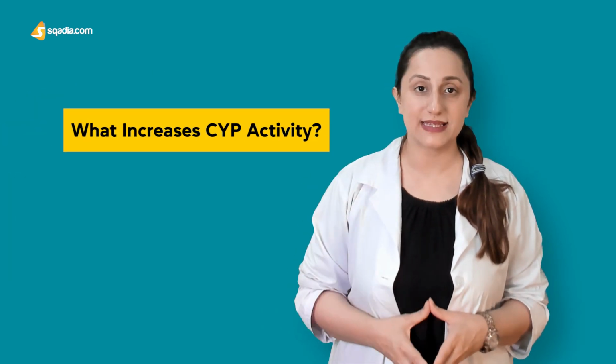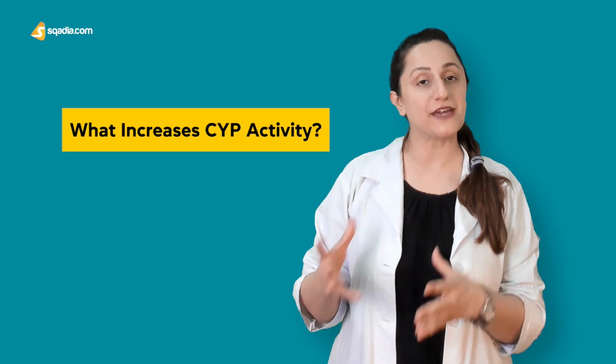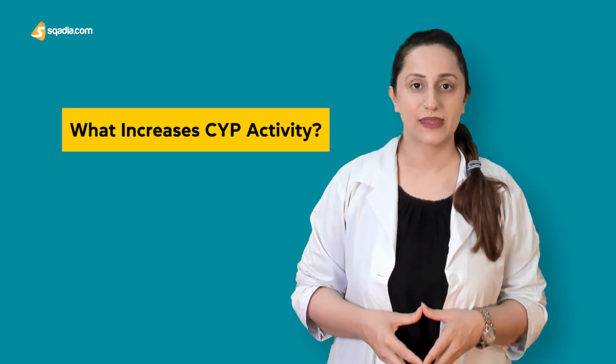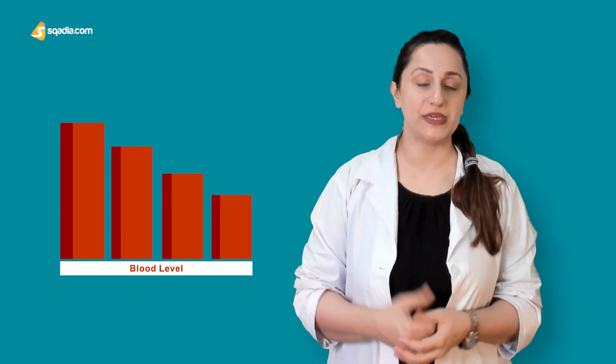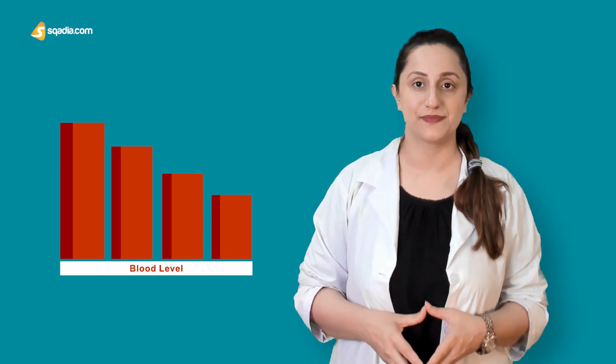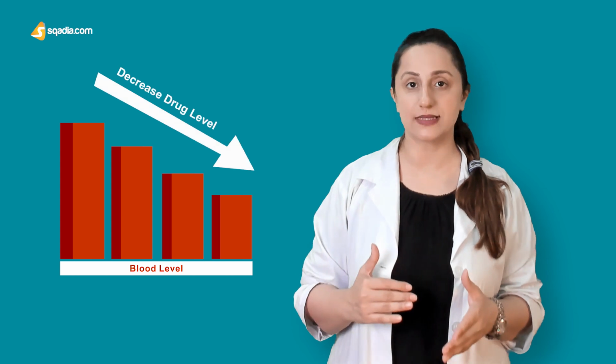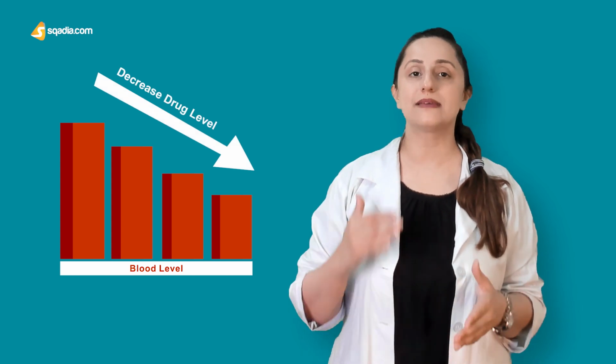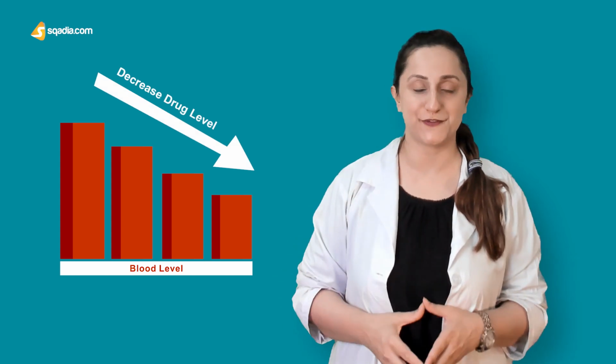What increases the cytochrome P450 activity? Substances that increase the cytochrome P450 activity may speed up the metabolism and removal of the drugs. This can reduce the drug's blood levels and make it less effective.